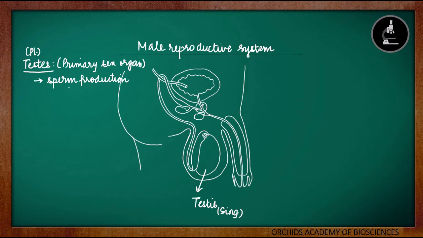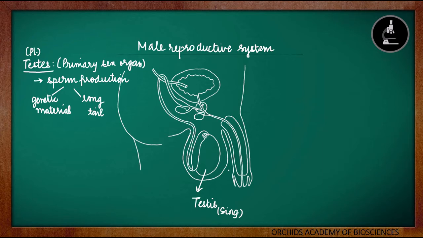The testes are responsible for the production of sperm. These sperms are tiny bodies which majorly consist of the genetic material and a long tail. This long tail helps the sperm to move easily so that it can reach the female gamete, because the sperm is the motile gamete, so it has to move and reach the female gamete in order to fertilize it.